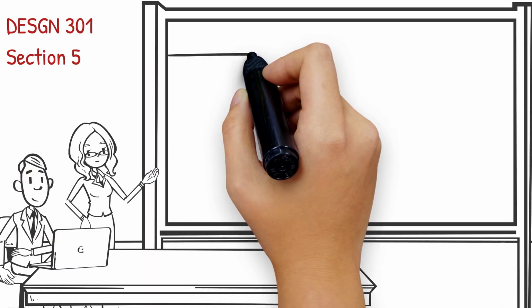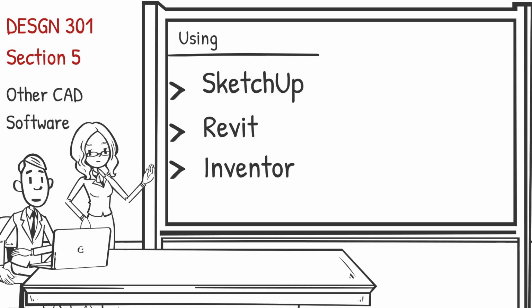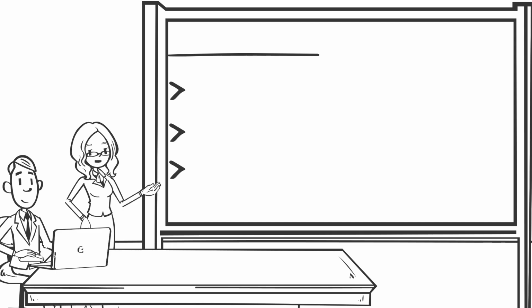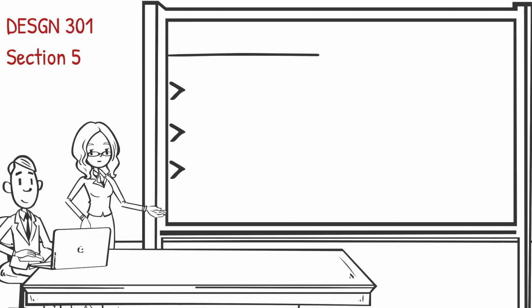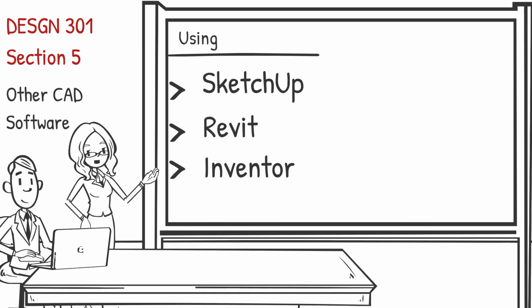Hi there. In this video, we will present an overview of Section 5 of Design Tech 301. And I'll be taking notes. It might be a good idea if you do too. You will get to make models using 3 different software packages. These will include SketchUp, Revit, and Inventor.